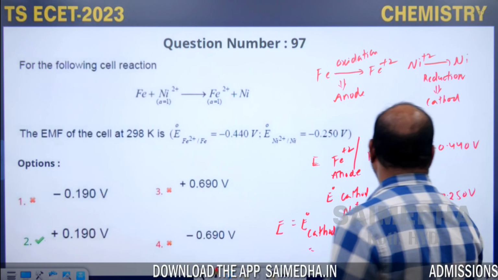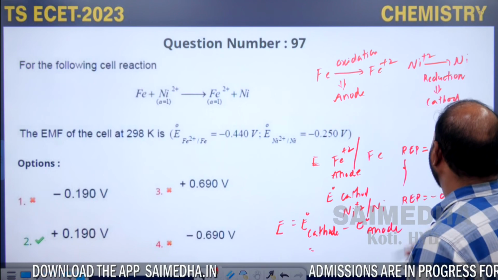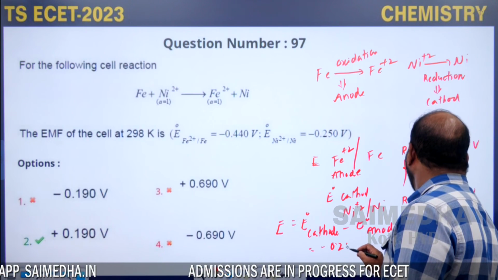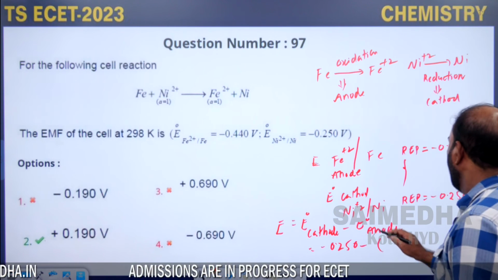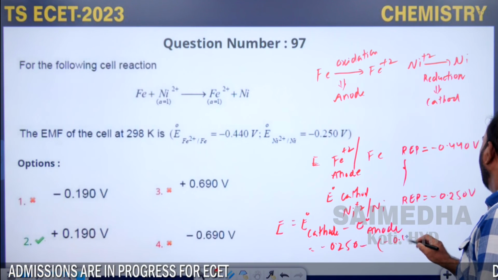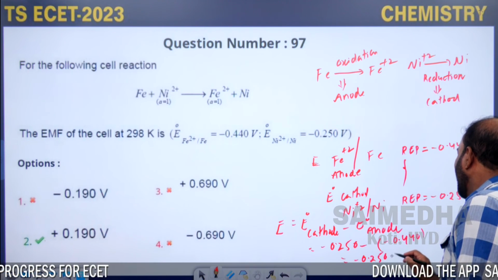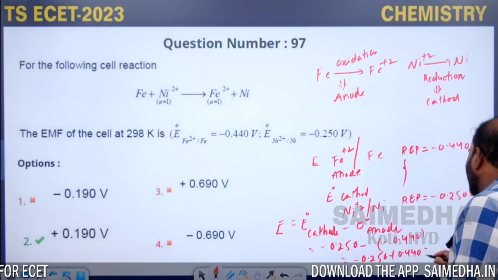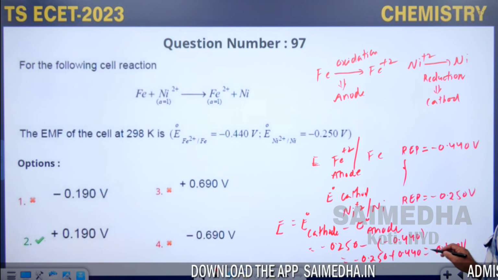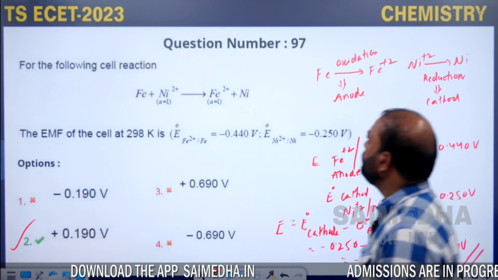So what is the EMF of the cathode here? We need to consider both either as reduction electrode potentials or both as oxidation electrode potentials. So minus 0.250 minus the EMF of the anode. What is the anode? Minus 0.440. So what will happen here? Minus 0.250 plus 0.440 is equal to 0.190 volts, positive. Where is it here? It is given in option 2. Option 2 is the right answer.